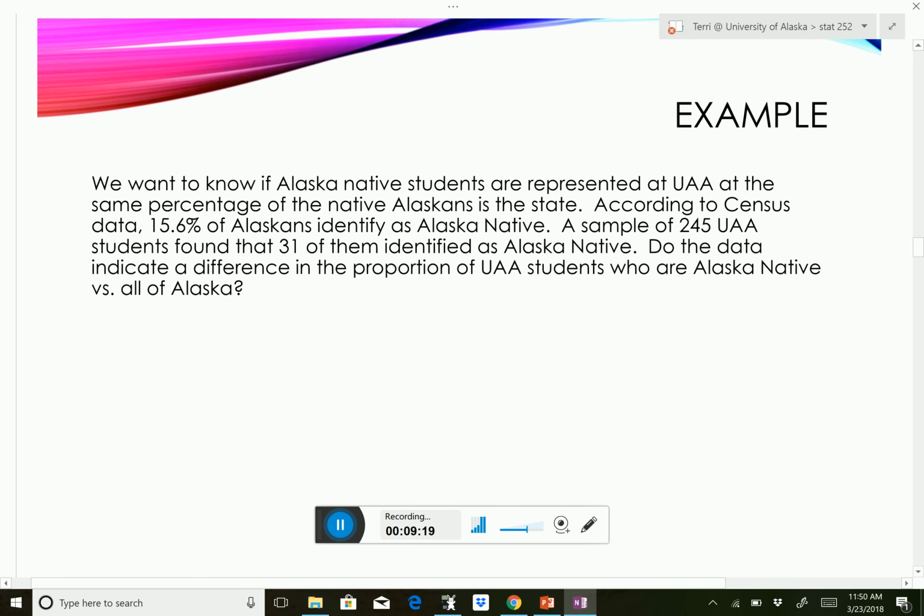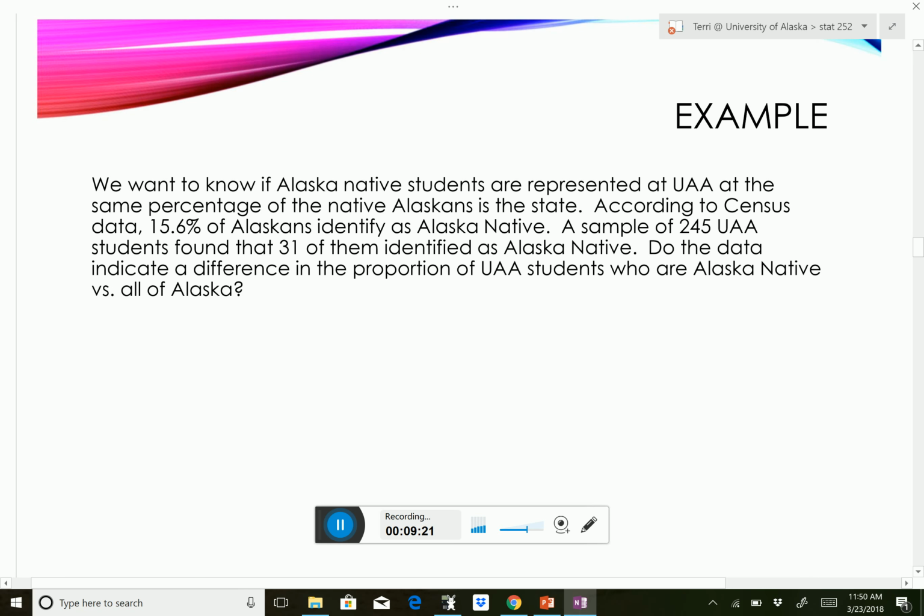We want to know if Alaska Native students are represented at UAA at the same percentage as Alaska Natives in the state. According to the census data, 15.6% of Alaskans identify as Alaska Native. A sample of 245 UAA students found that 31 of them identified as Alaska Native. Do the data indicate a difference in the proportion of UAA students who are Alaska Native versus all of Alaska?